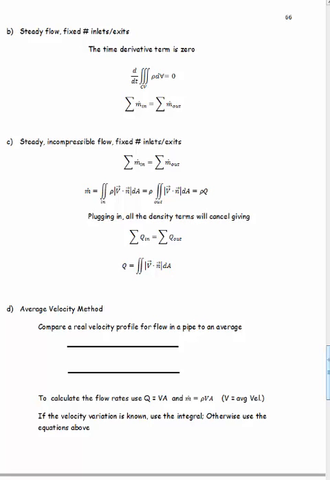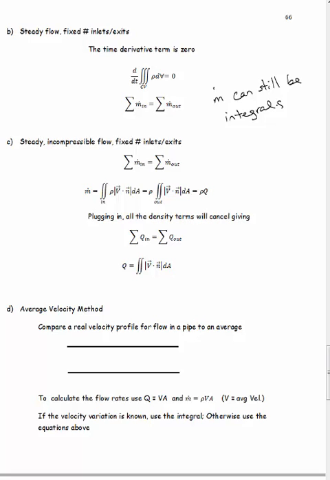And what we end up with then is just the sum of the m dots in equals the sum of the m dots out. Now these m dots can still be integrals, but that does simplify it a lot. And that happens most of the time: it's going to be steady flow, steady incompressible flow, with a fixed number of inlets and exits.